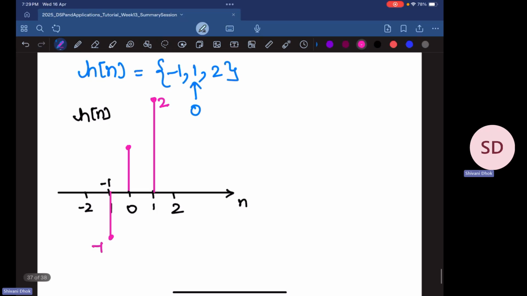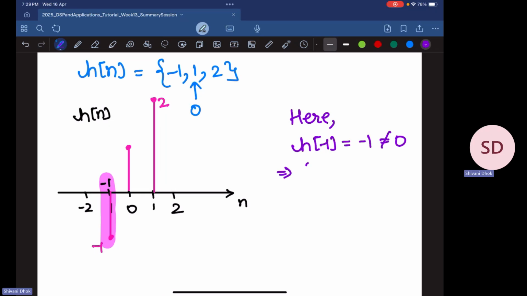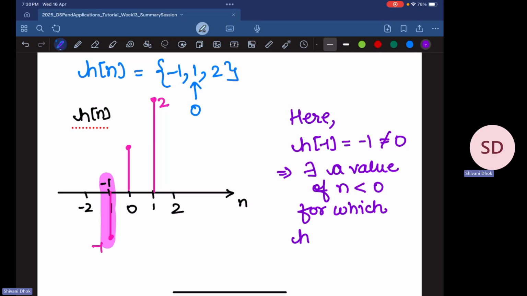Now we have seen this property in our lectures, that for a causal system the impulse response should be 0 for all negative values of n. But here we have h of minus 1 as non-zero. Here h of minus 1 is equal to minus 1, which is not equal to 0, which means there exists a value of n less than 0 for which h of n, that is the impulse response, is not equal to 0.